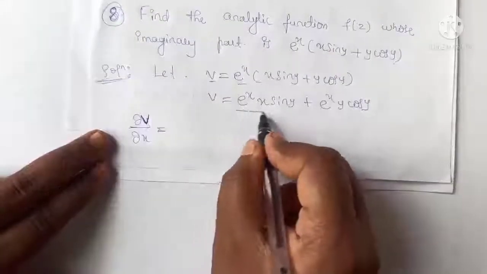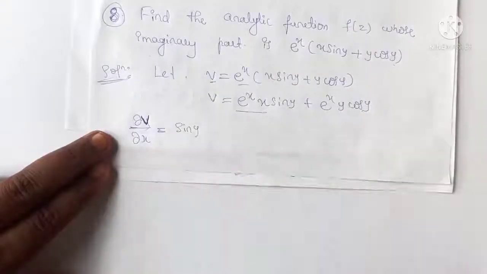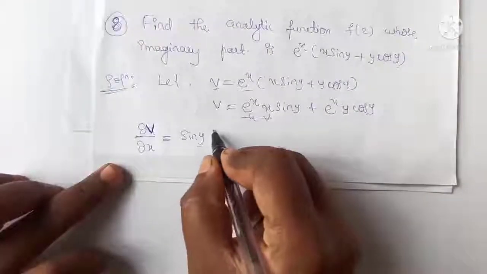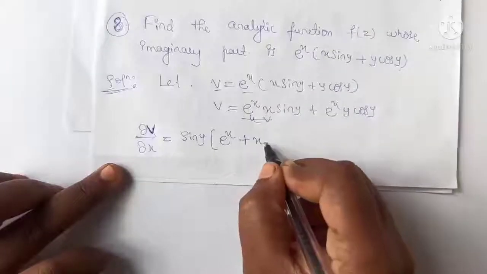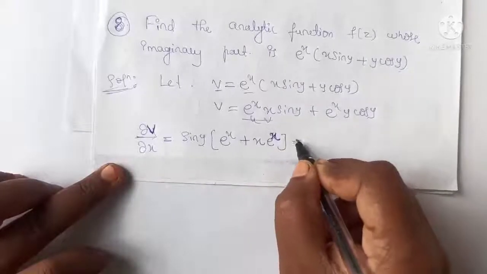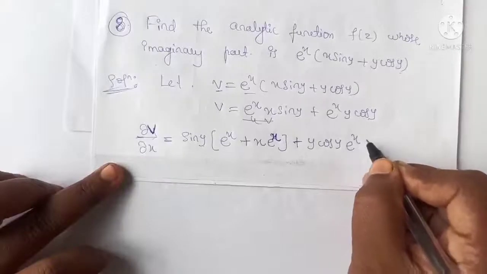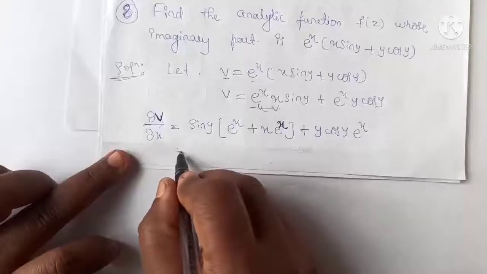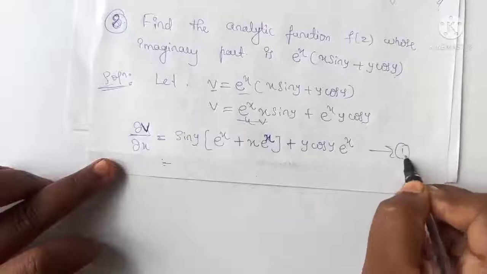So now differentiating with respect to x, we get sin y constant. Here we have to apply the UV rule, okay. e^x as it is, x differentiation 1, plus x as it is, e^x differentiation e^x, okay, plus y cos y as it is, e^x differentiation e^x, okay. Now simplifying this one, or you can keep this as it is, okay. Just take it as equation 1.